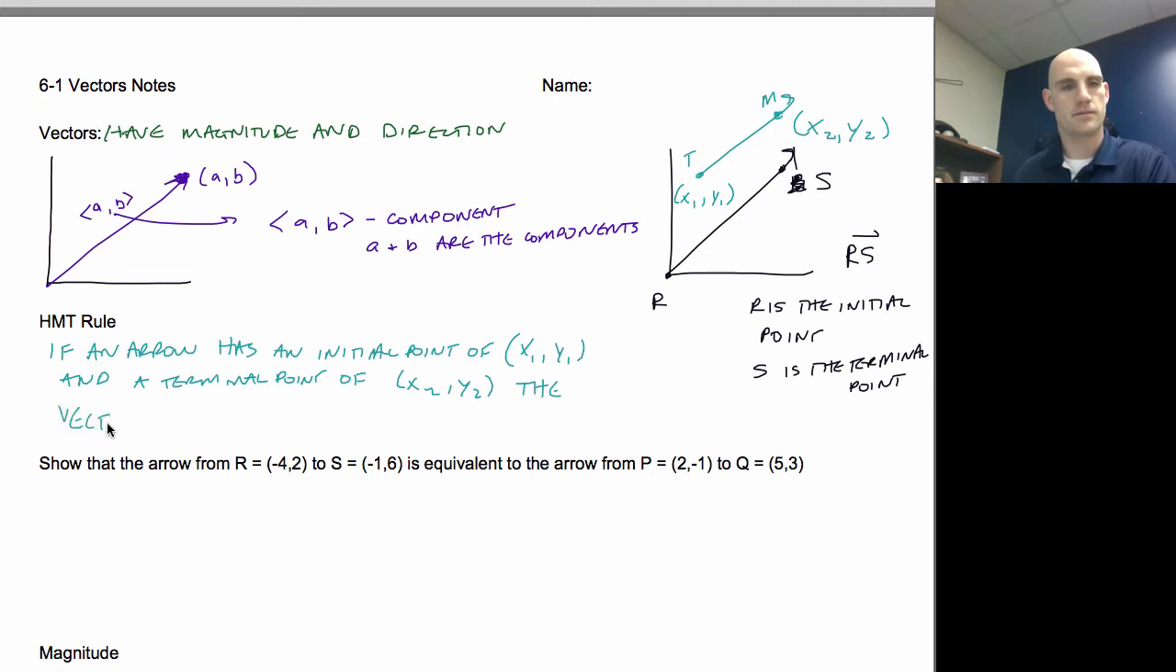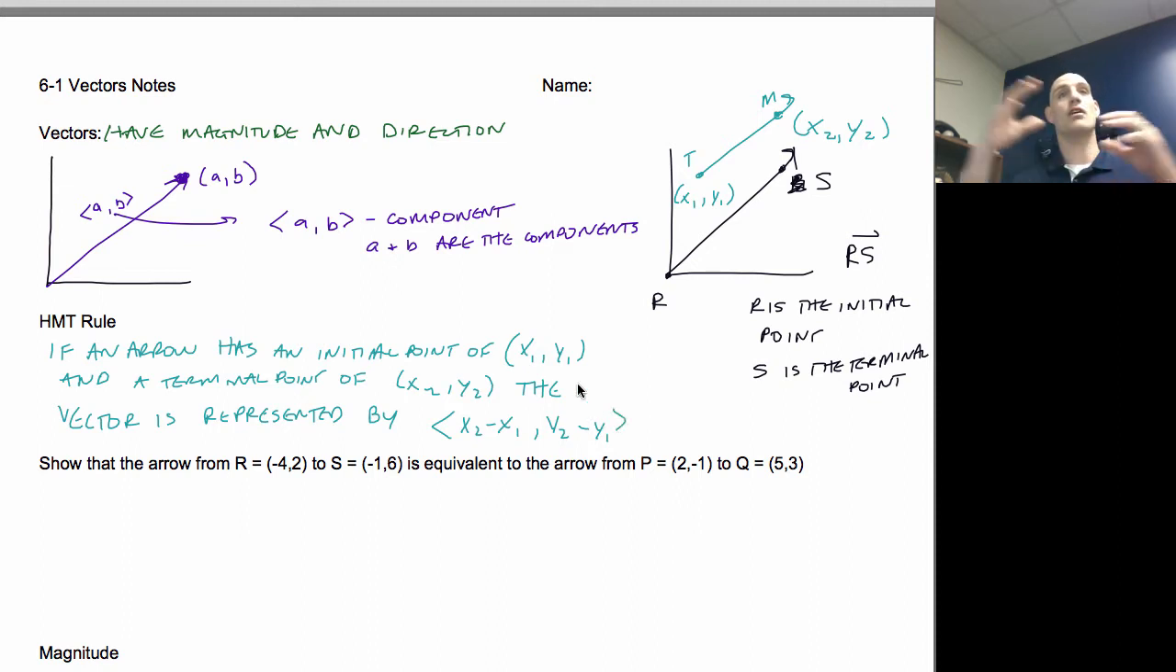The vector is represented by, and this is where our notation comes in. So we've got this arrow form that tells us the components of the vector. And to find the x component, we're going to do x2 minus x1. And then for the y component, we're going to do y2 minus y1. Okay, and that's going to give us how far it is between these points.